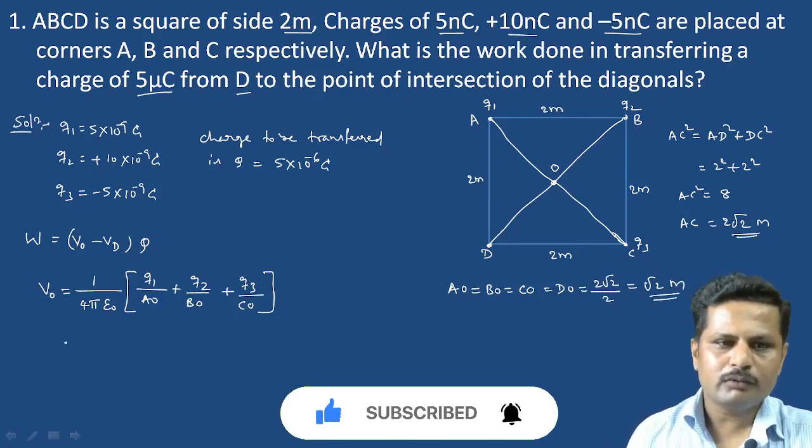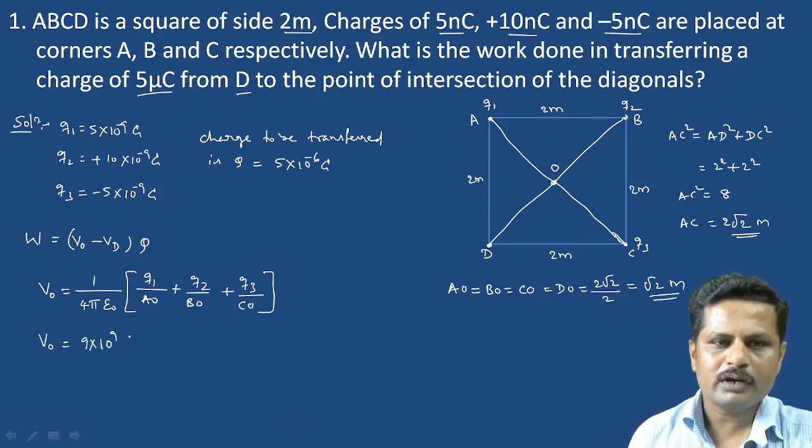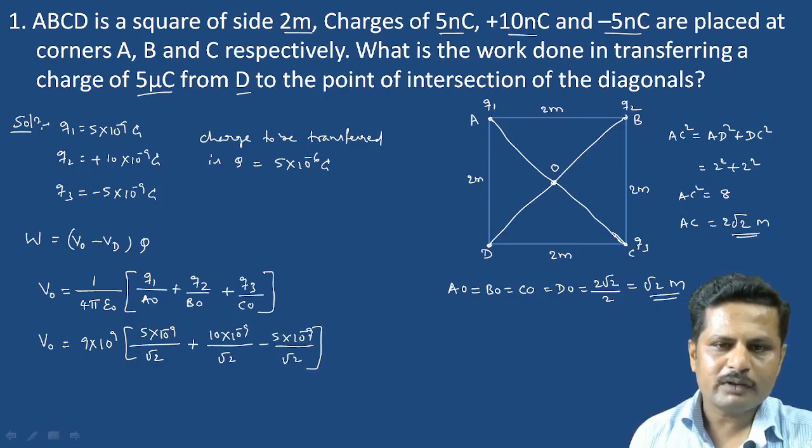Okay, so let me substitute now. V0 is equal to 1 by 4 pi epsilon naught, which is 9 times 10 power 9, times Q1, that is 5 into 10 raised to minus 9 divided by AO equal to root 2 meter, plus Q2 equal to 10 into 10 raised to minus 9 divided by root 2, and here Q3 equal to minus 5, so we take minus 5 into 10 raised to minus 9 divided by root 2 meter. Now observe here minus 5 into 10 to the power of minus 9 divided by root 2, and here plus 5 into 10 raised to minus 9 divided by root 2.